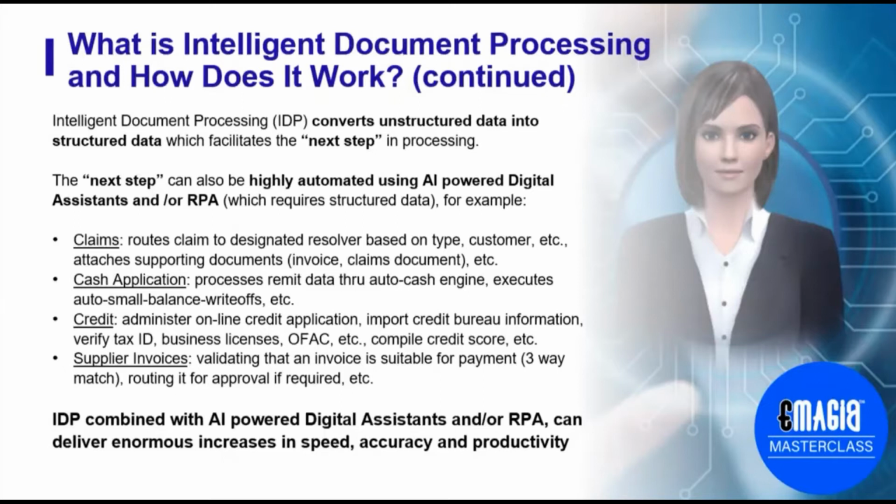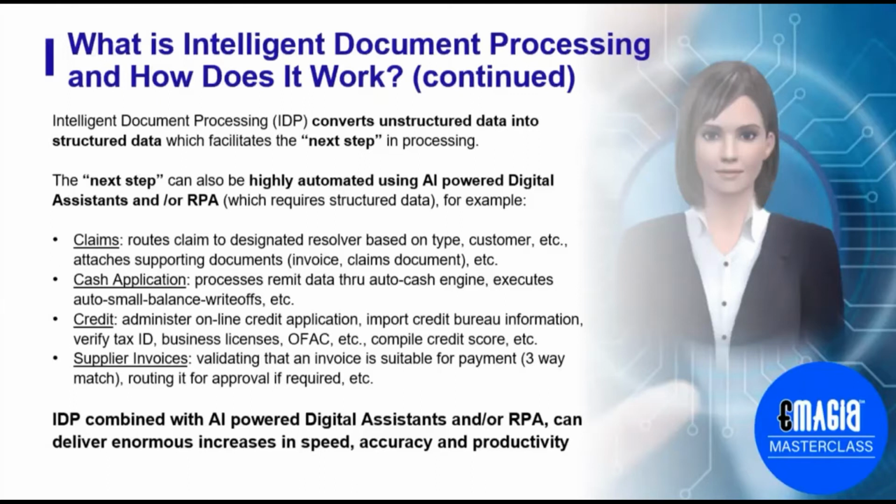Credit. A lot of things to do with credit. First of all, an AI-powered digital assistant can help administer the credit application. In other words, have an online credit application. Prospective customer submits it incomplete. Well, the digital assistant can send it back with a nice message: need to fill in lines 12 and 14. And it prohibits processing until the credit app is fully completed. And then it can gather the data you need for a credit decision from a credit bureau, can validate tax ID, business licensing, and can even compile a credit score.